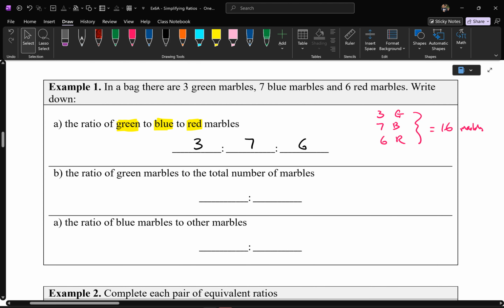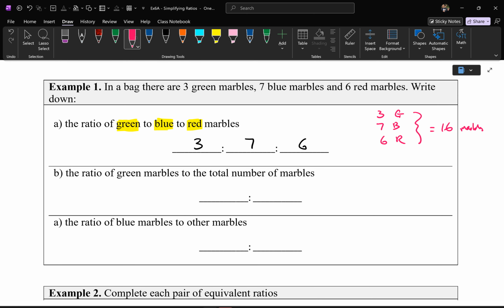Then let's answer part B, the ratio of green marbles to total number of marbles. So how many green marbles? 3, but the total is 3 to 16. Very good, because it says total number of marbles there. Okay? So green marbles, 3. Total number of marbles is 16.